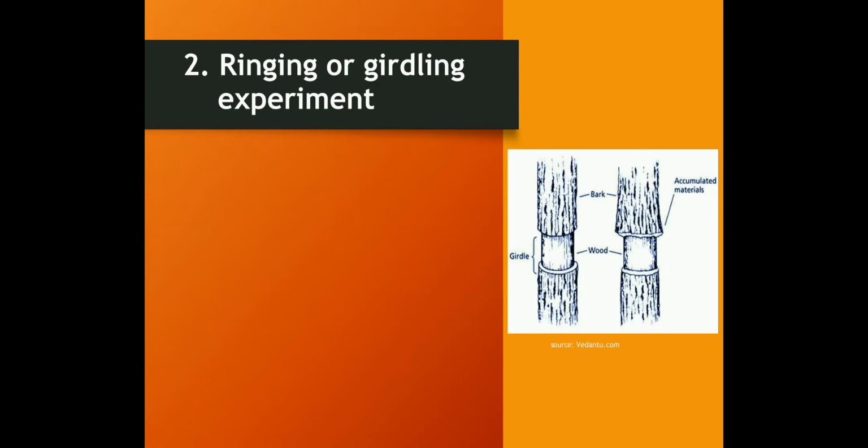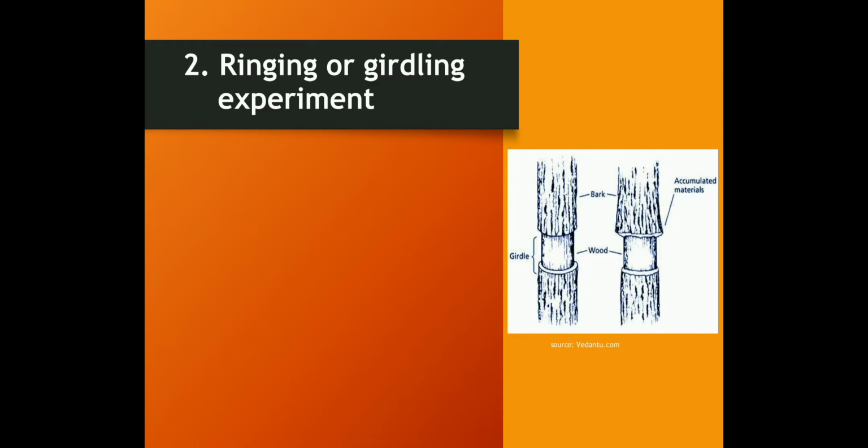The second evidence is the ringing experiment or the girdling experiment. This experiment has provided sufficient evidence. The ringing of phloem breaks the downward movement of carbohydrates or the organic solutes. It causes a marked accumulation of sugars above the ring and a marked decrease below the ring. So it can be explained that the downward translocation of carbohydrate and other organic compounds occurs through the phloem tissue.